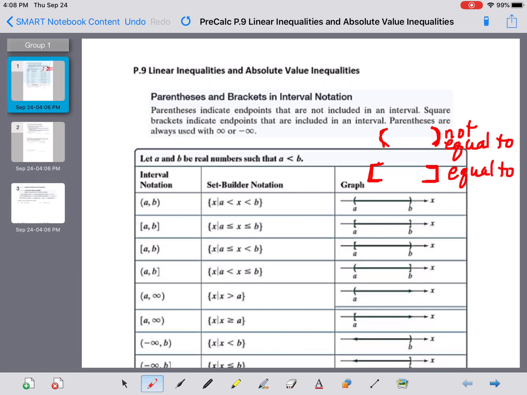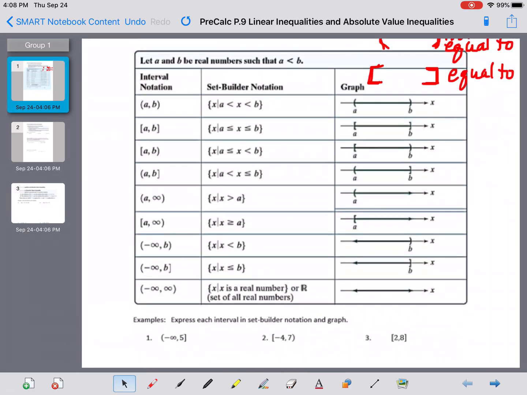Now, you can use a combination of them. You can have a left parenthesis and a right bracket, or a left bracket and a right parenthesis, or you can have two parentheses or two brackets. So you have those options. This whole first chart is just a lot of the different ways, and they're showing us how we can write these different things.